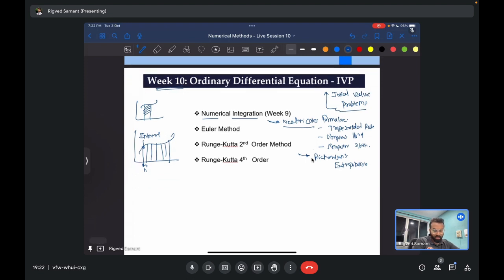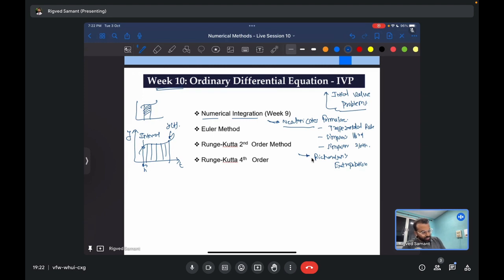We were using the area under the curve to find out the value of, let's say if this is t and this is y, and we were finding the area under the curve to find out the value of y of t, right? So that we were using.